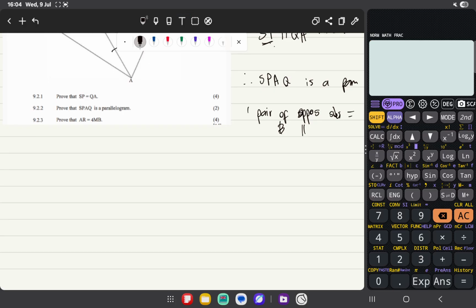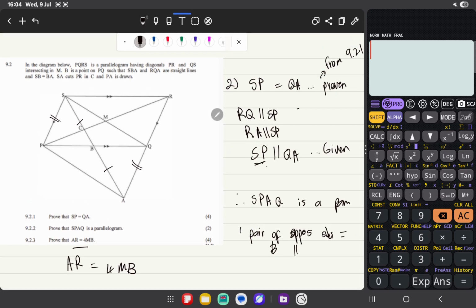We have another one here. They say prove that AR is equal to 4MB. So where is MB? Here it is, this line over here. There we go.